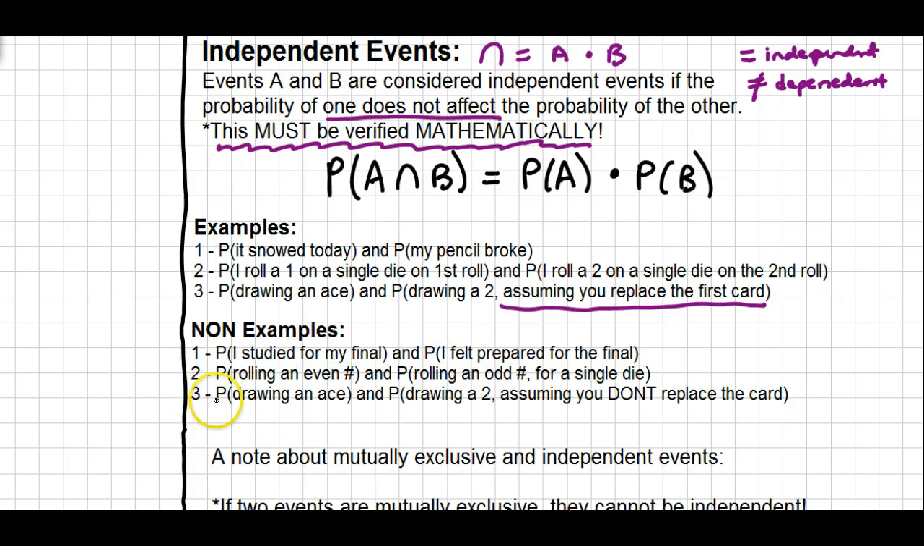So then for the deck of cards example, if I draw an ace and I keep the card that I got on my first draw, now drawing a 2 has been affected because there's less cards in the deck. So a deck of card example could be independent or not. It would be independent if you replace the card. It's going to be not independent if you don't replace the card.